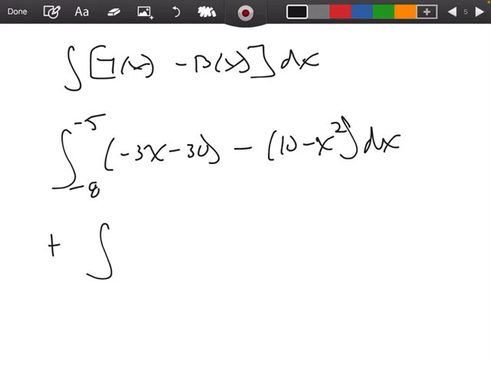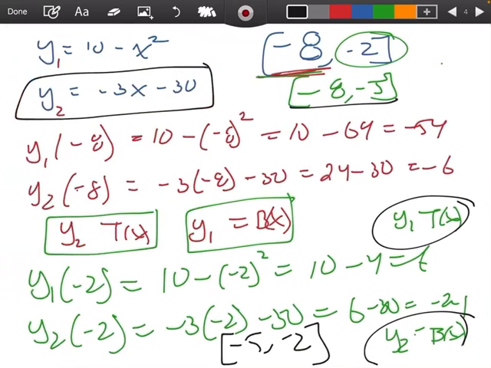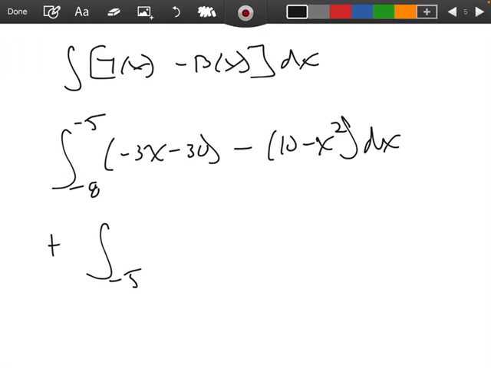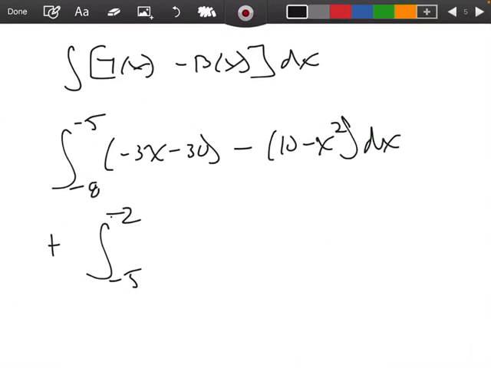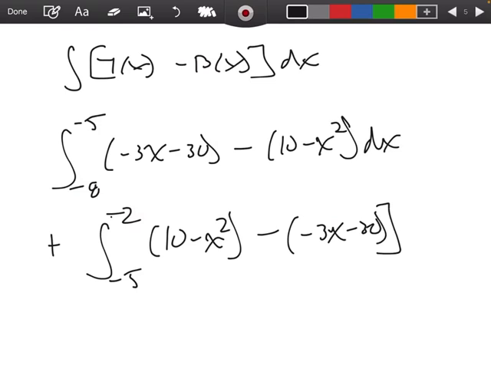And then we're going to add the other interval, which is from negative 5 to negative 2. And now my top function is y1, which is 10 minus x squared, minus the other one, which is the bottom function. All right, so that's what you're going to do.